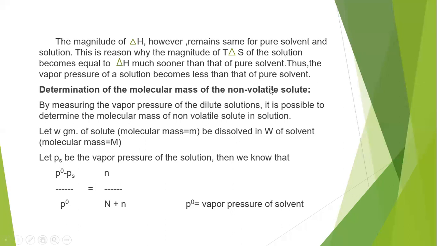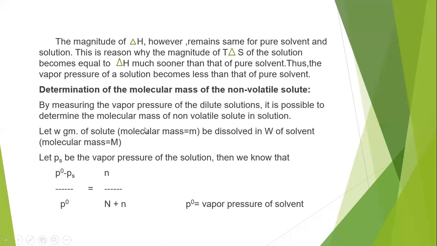Determination of molecular mass of a non-volatile solute. How can we determine it? By measuring the vapor pressure of dilute solutions. So first we have to find out the vapor pressure of a dilute solution. Generally, by measuring the vapor pressure of dilute solutions, it is possible to determine the molecular mass of a non-volatile solute in solution. Once we calculate the vapor pressure of the dilute solution, it is easy to determine the molecular mass of the solute.